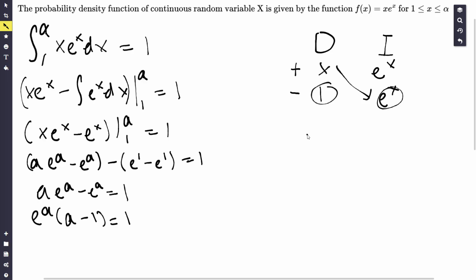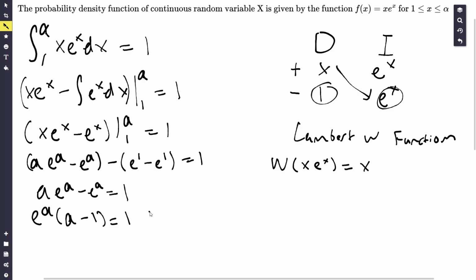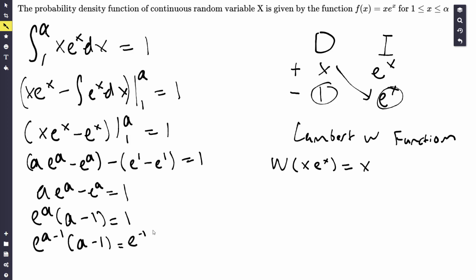So to solve this analytically, I will use the Lambert W function, which states the Lambert W of x times e to the power of x is equal to x. So over here, to make our exponent and our product the same, I will multiply by e to the power of negative 1. So this will just give us e to the power of alpha minus 1. This is still alpha minus 1, and on this side we'll have e to the power of negative 1.